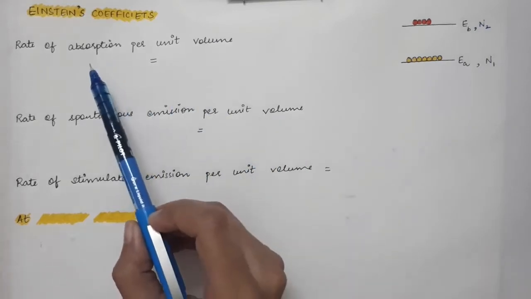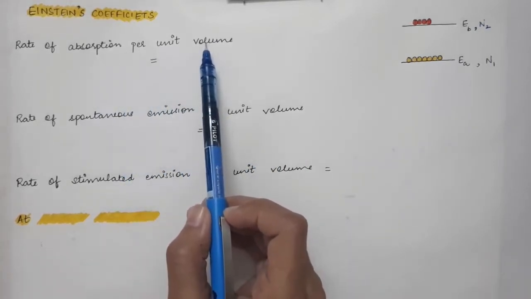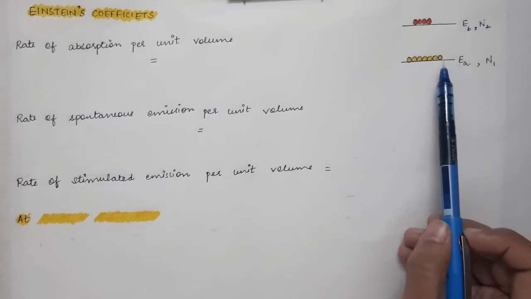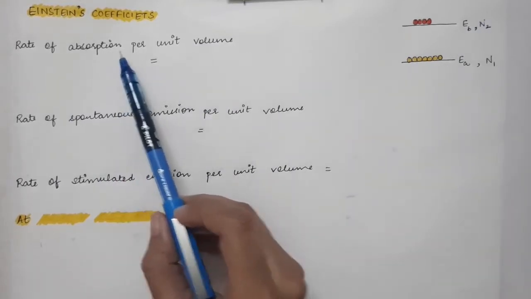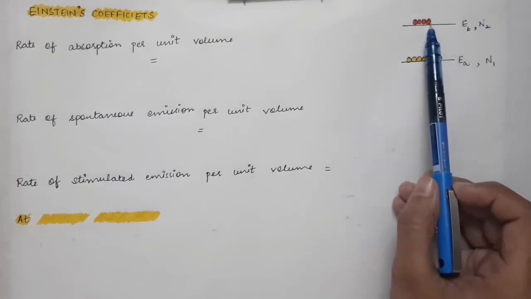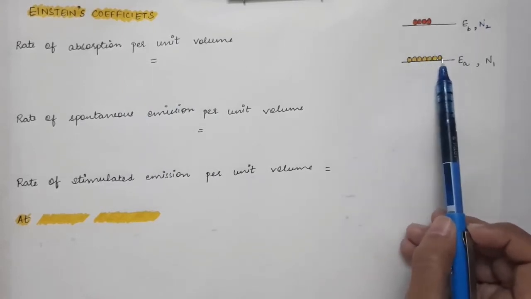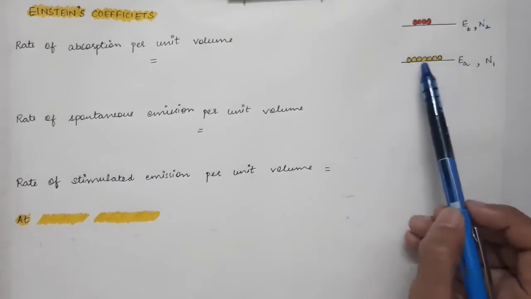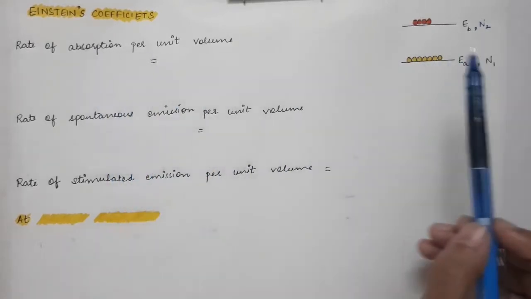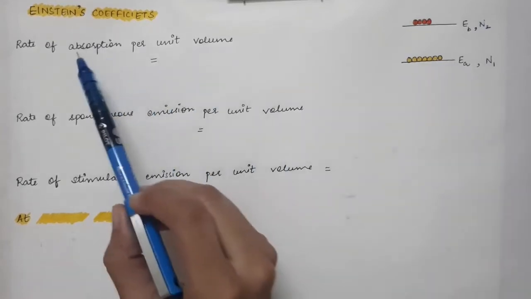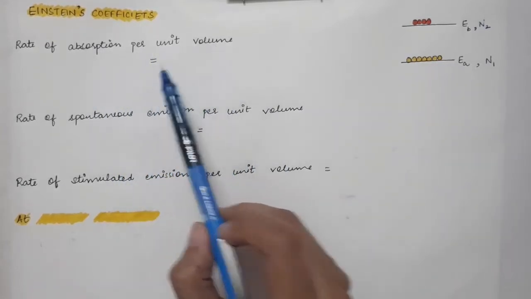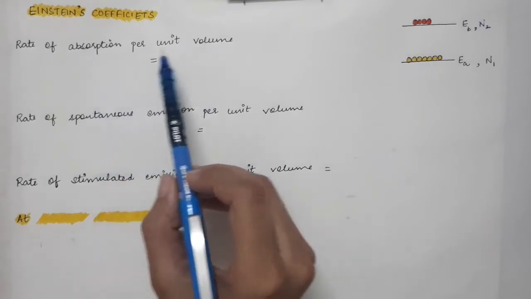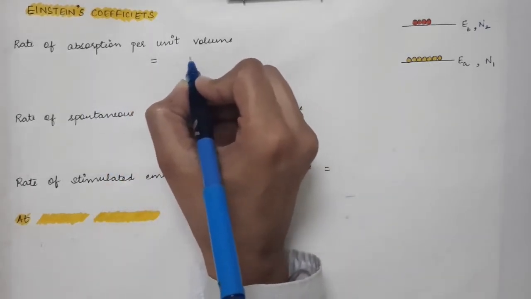Firstly, as we also saw in the previous lecture, the rate of absorption is directly proportional to the number of atoms present in the lower level. Absorption takes place from the first level to the excited level, so if there are atoms present, only then can absorption take place, and these atoms will go to the upper level. So the rate of absorption per unit volume is directly proportional to the number of atoms present in the lower level per unit volume, that is, directly proportional to N1.